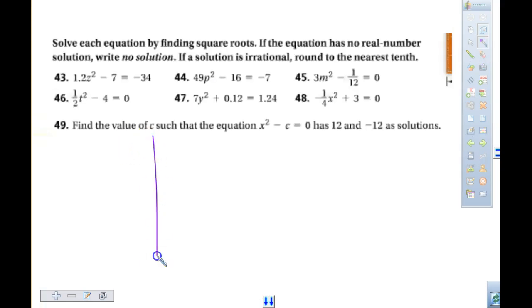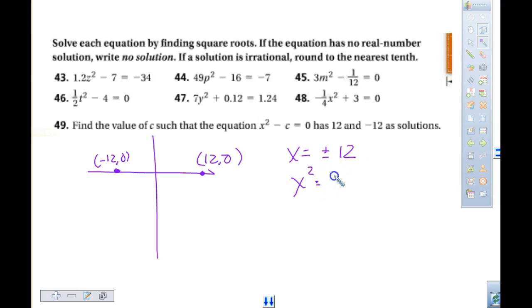Any solution is 12 and negative 12. That means I have a solution over here at negative 12, 0, and I have a solution here at 12, 0. That's when x was equal to plus and negative 12. Which means x squared had to be what? 12 squared is 144. So if I have x squared equals 144, it says find a value for c such that it will meet this equation. So my value of c is going to be x squared minus 144 equals 0. I'm squaring the 12. Okay?